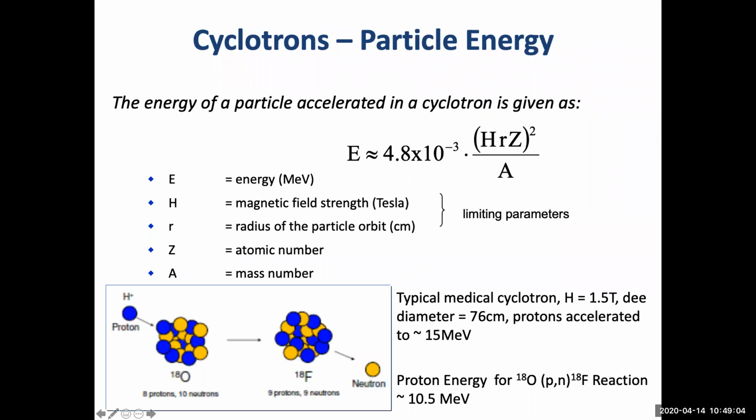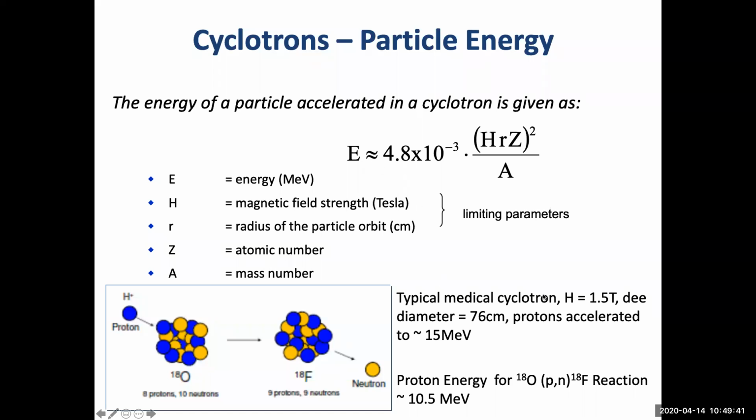The energy of the particle accelerating in the cyclotron is given in this equation. From this equation, we see that we want to use as light a particle as possible. This is the energy in MeV, and this is the magnetic field in Tesla. And we have R, the radius of the path. We have Z, the atomic number of the particle, and we have the mass number. And by this equation, we can calculate the energy of the particle accelerated inside the cyclotron.